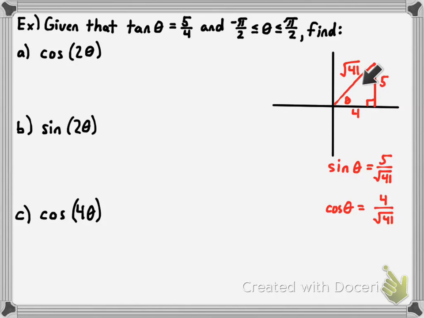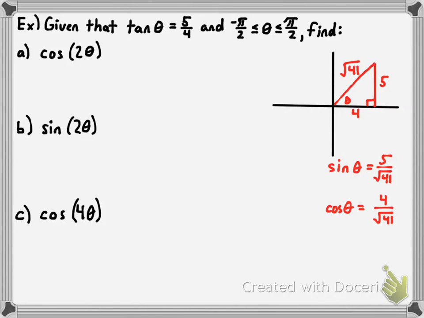And because our angle theta is in the first quadrant, we know that each of those is supposed to be a positive value. You always have to make sure whether you should have a positive sine or cosine or a negative sine or cosine. All right. Now, cosine of 2 theta.